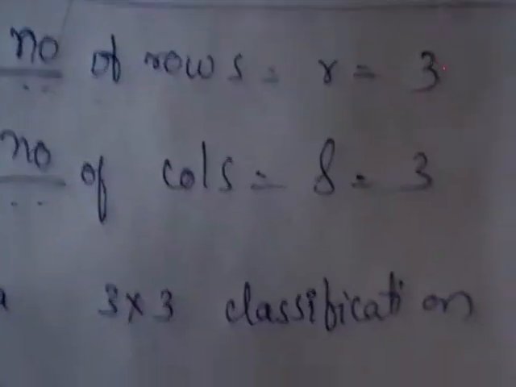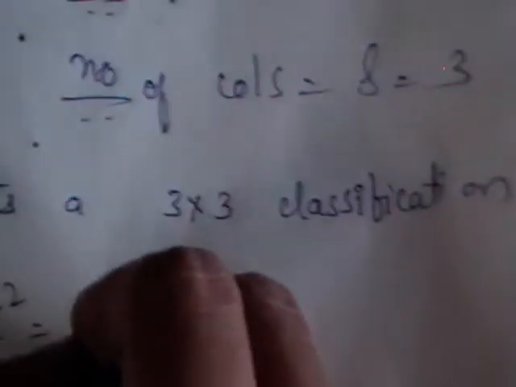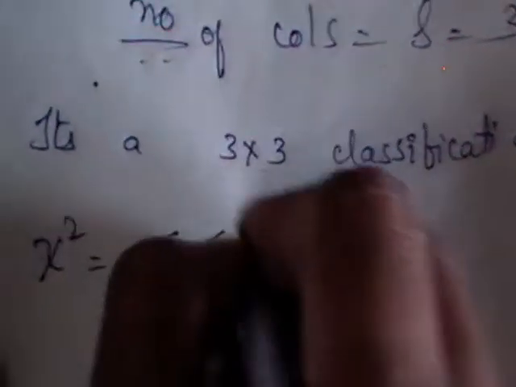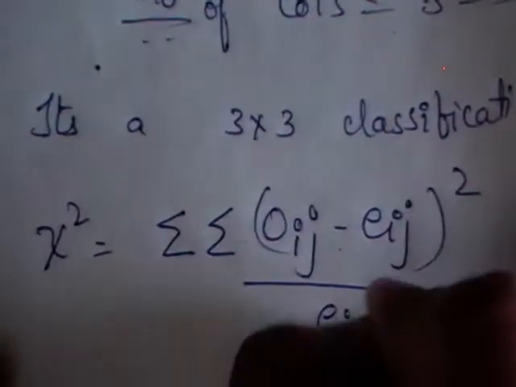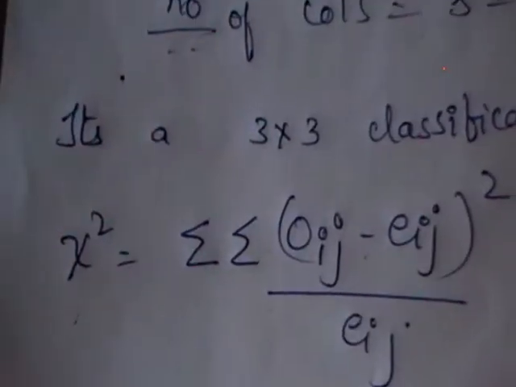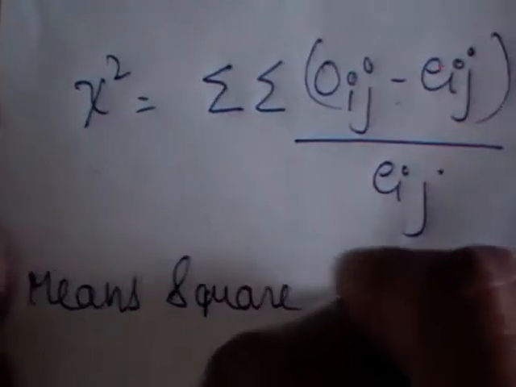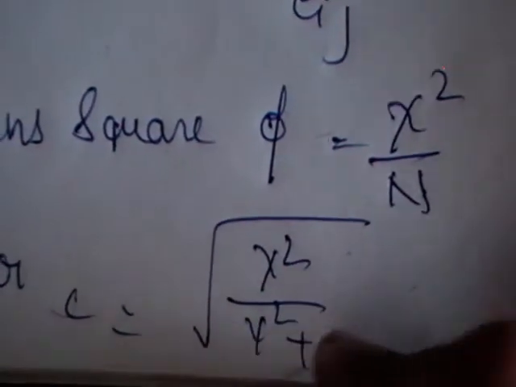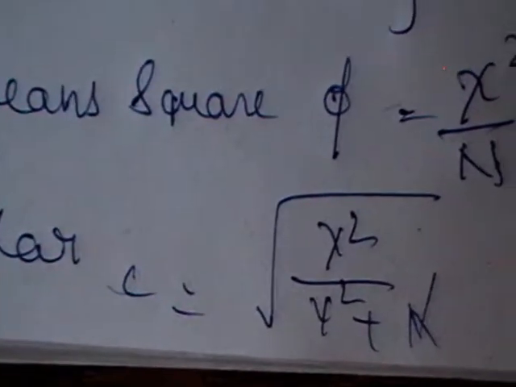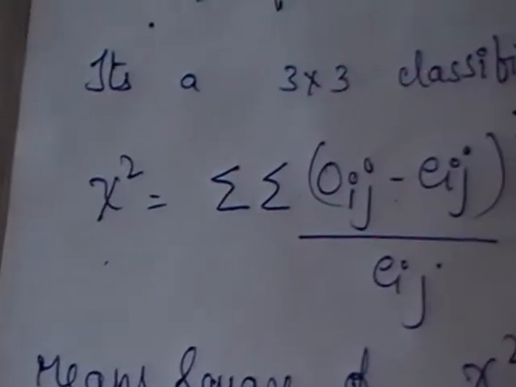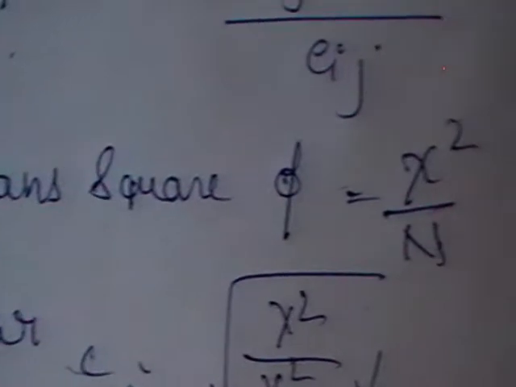So what are the formulas we have? Chi-square. What is the formula for contingency? As we discussed in the previous classes, Oij minus Eij whole square by Eij. This is chi-square coefficient of contingency, the first one. Mean square contingency, we write with phi, which is nothing but chi-square by n. And Karl Pearson's coefficient we write with C, which is nothing but root over chi-square by chi-square plus n. So to calculate either mean square or Karl Pearson's, first you should calculate the chi-square coefficient. By using that only we are going to find out those two.